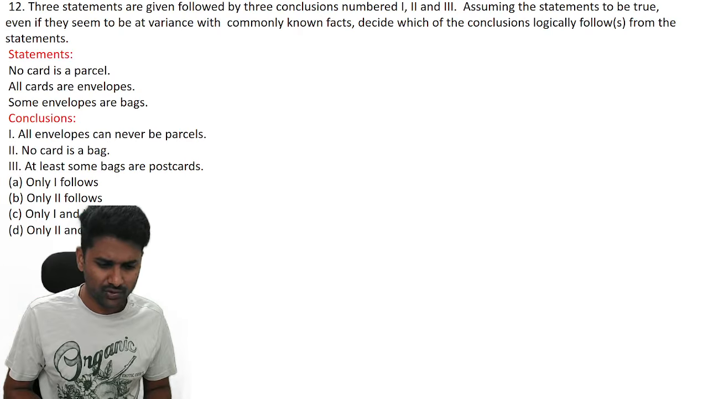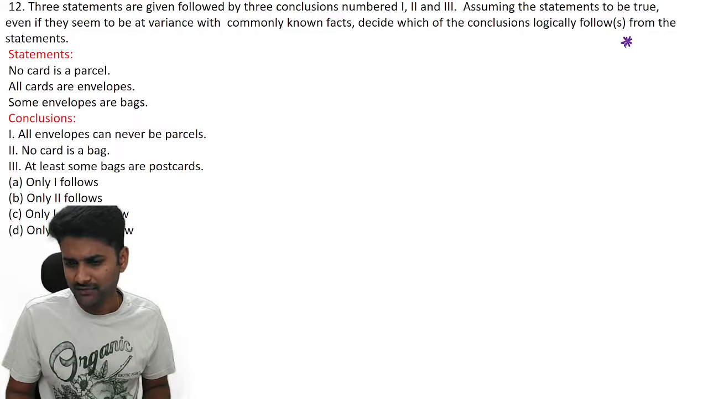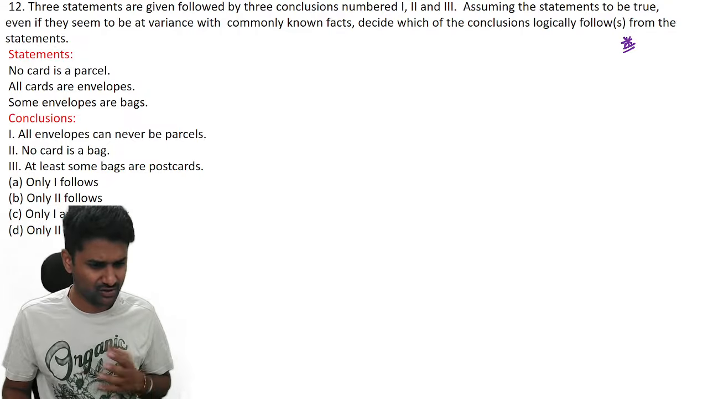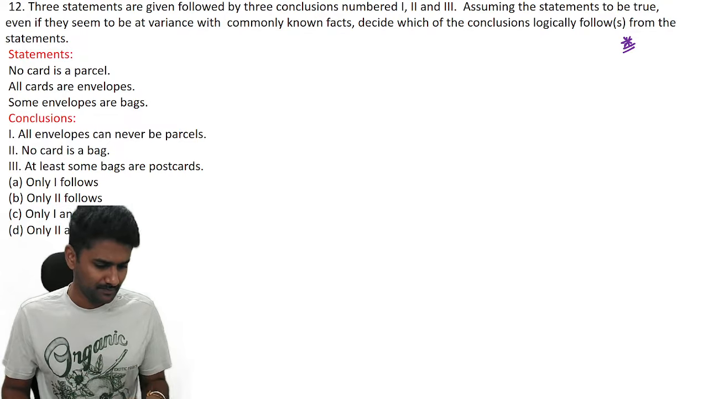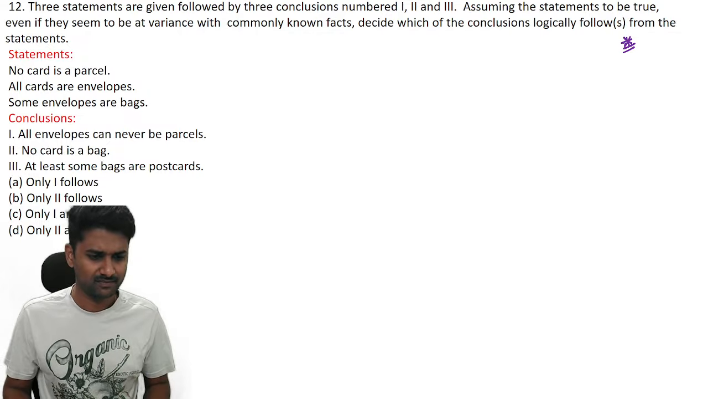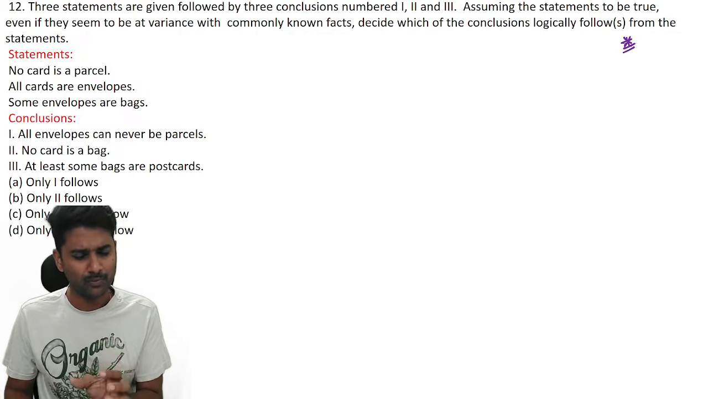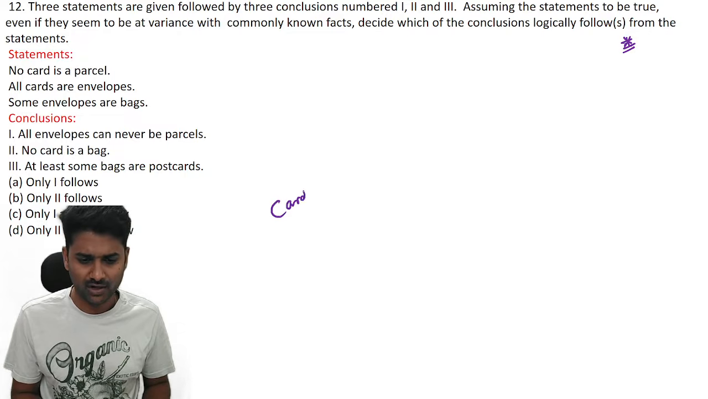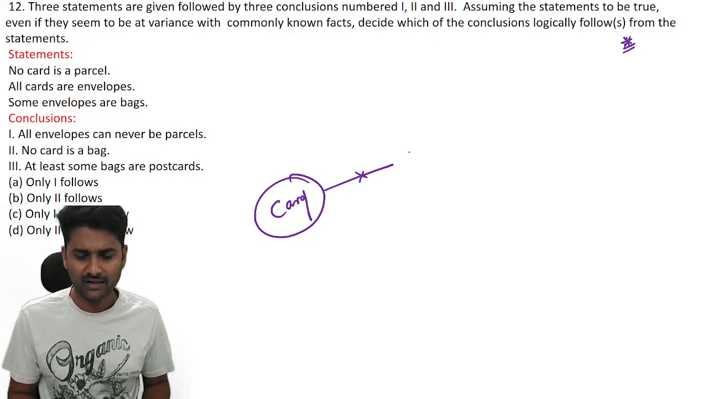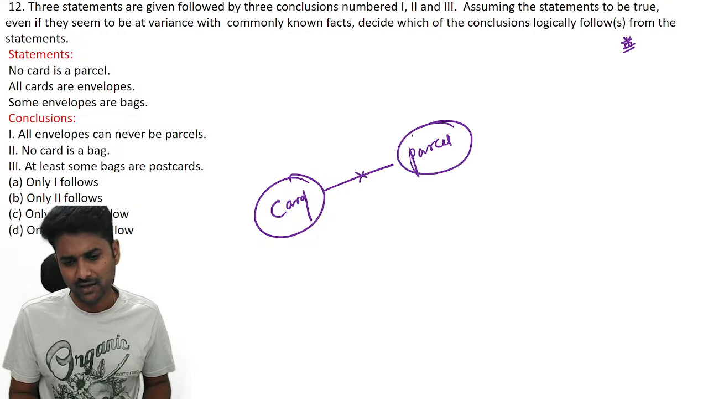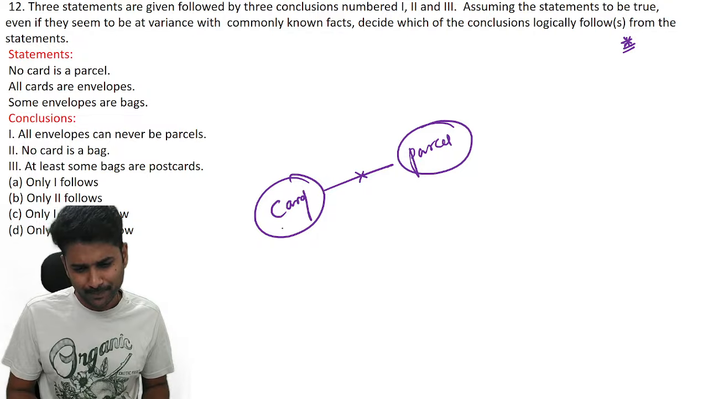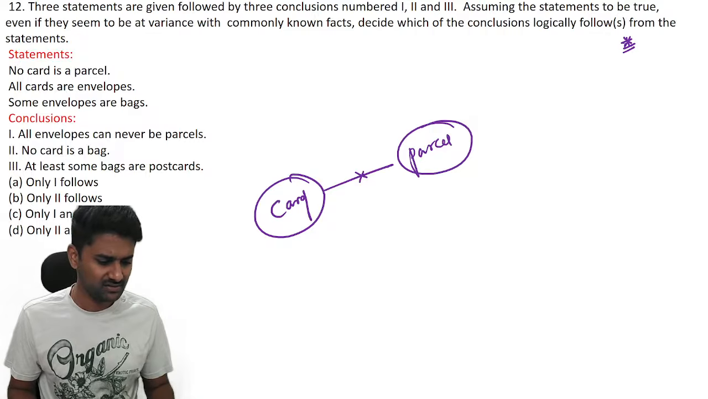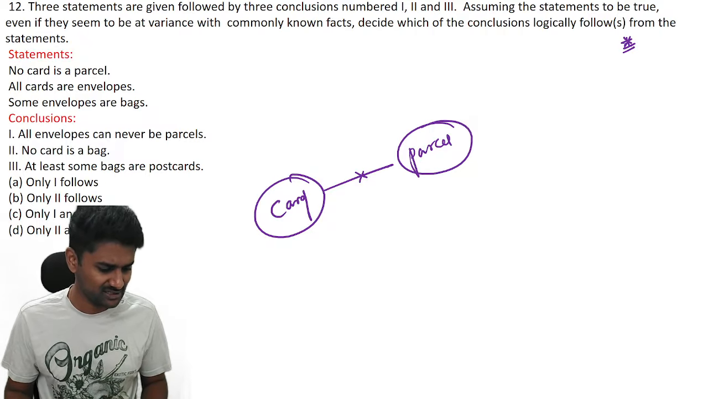Next, one of the most important models in Infosys is Xerox, or logical deduction. Definitely, you can expect either one or two questions. It's all about understanding the statement. You have to represent that statement in a proper way, like in a diagram representation. Let me help you out. They mention that no card is a parcel. It means you cannot assume any part of card to be a parcel. No direct relation, no assumption. That's a clear instruction given in the statement.